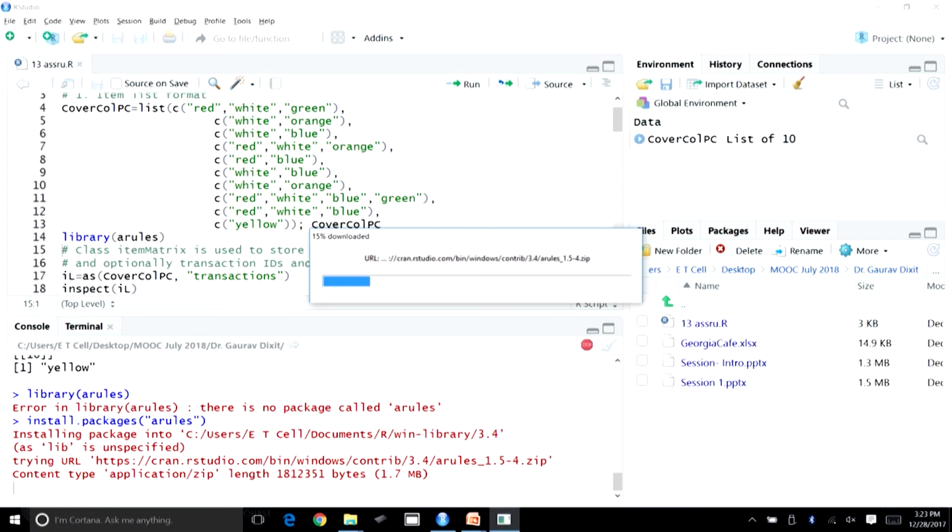So, arules is the most popular package available for our environment. It is used for association rules modeling. Once this is installed and loaded, we will be able to create this binary matrix format for our data set, this mobile phone purchase data set.